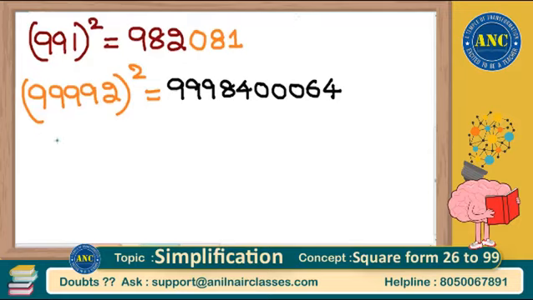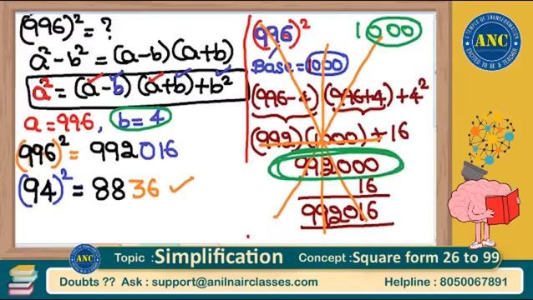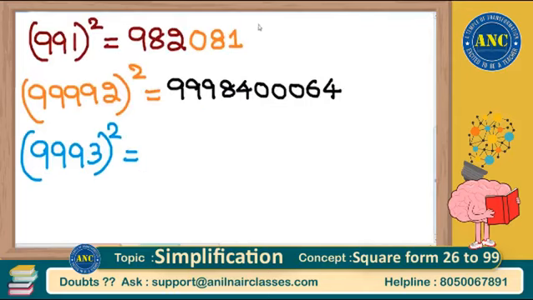simplification topic. Suppose for example, last question, 9993 whole square. Let me take 3. I did not take unit digit 3 in any of these examples, I think. Yes. 9993 whole square. B value is 7. Subtract 7. 9986. It is closer to 10,000 which is having 4 zeros. Don't write 4 zeros. 7 square is 49. Write 2 zeros. Write 49.